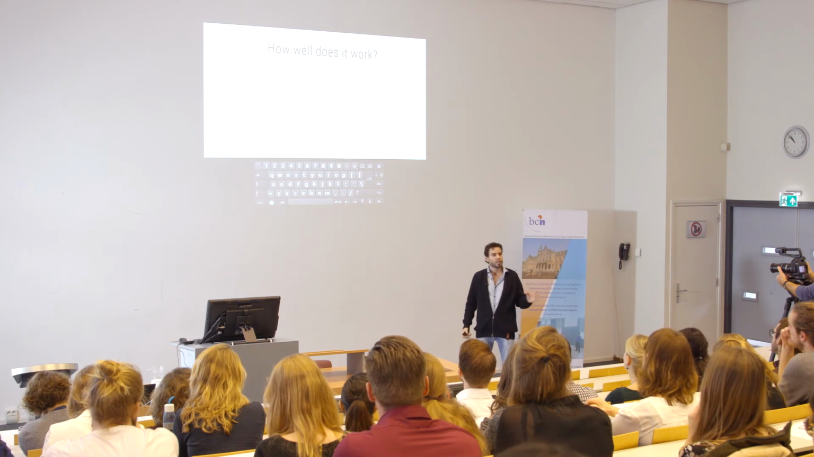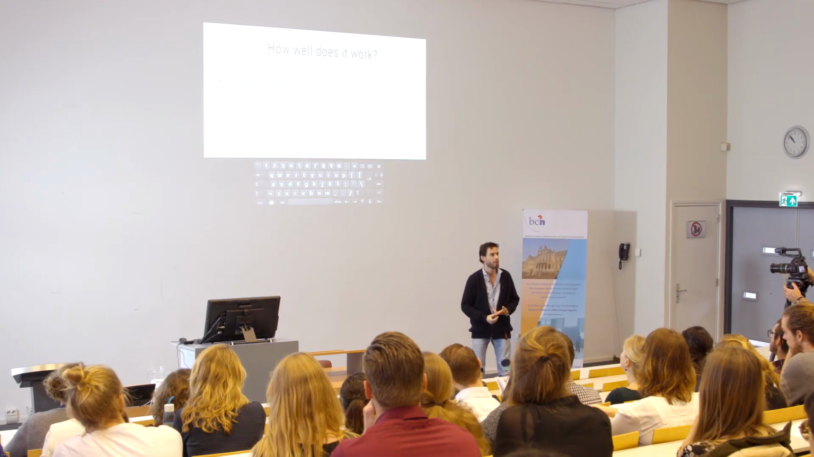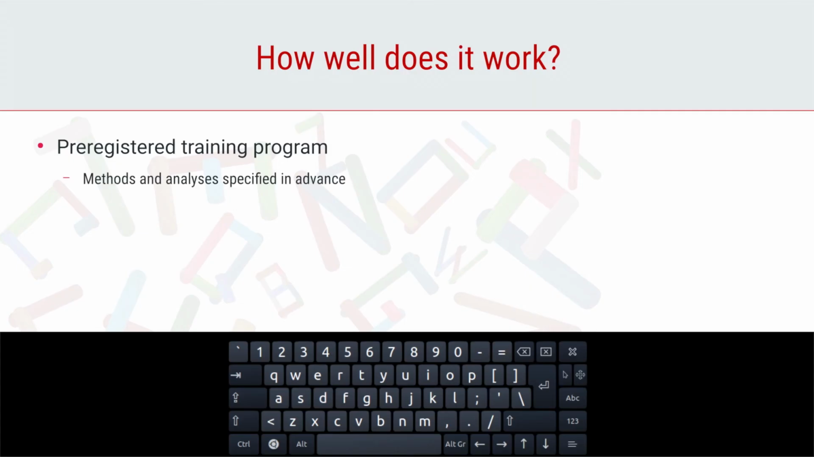Now, so how well does this work in practice? So what we did is we conducted a training experiment, quite a long training program. And this was a pre-registered training program. Pre-registration means that before you actually start collecting data, you specify exactly what you're going to do and what your criteria for success are, etc. So that you cannot, after the fact, make your algorithm look better than it actually is.